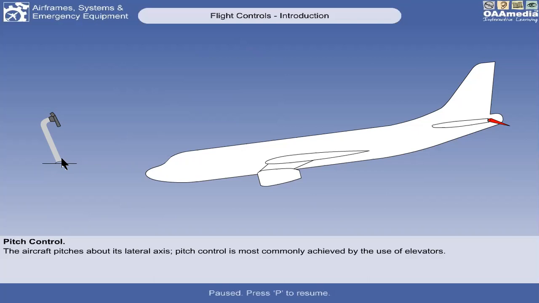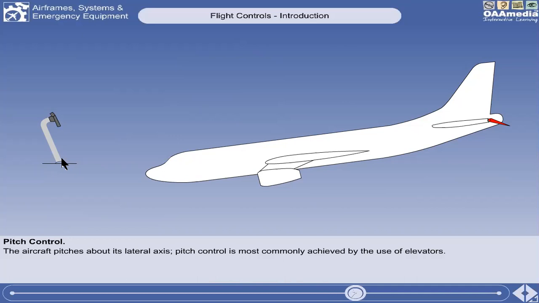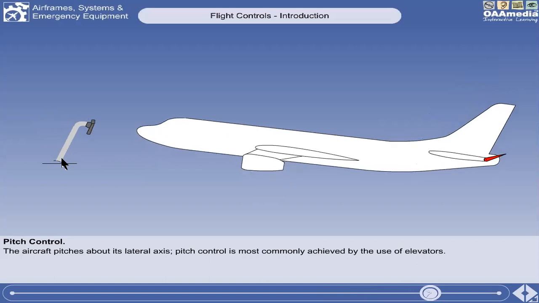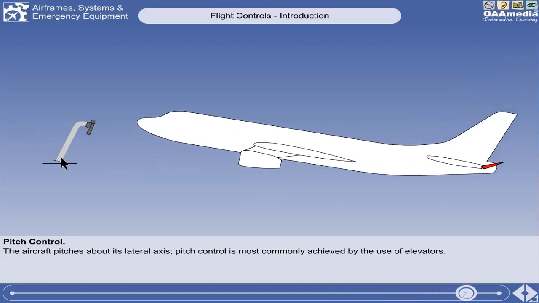Kapag pinush mo yung control column or yung yoke, so magde-deflect downward yung ating elevator, increasing the camber and increasing the aerodynamic force. Therefore, it creates a nose down tendency doon sa aeroplano natin. Kasi mas mataas yung lift na na-generate sa buntot eh. So angat yung buntot, then yung nose natin bababa. Lowers the elevator and the aircraft pitches down. Pulling back on the control wheel raises the elevator and the aircraft pitches up.